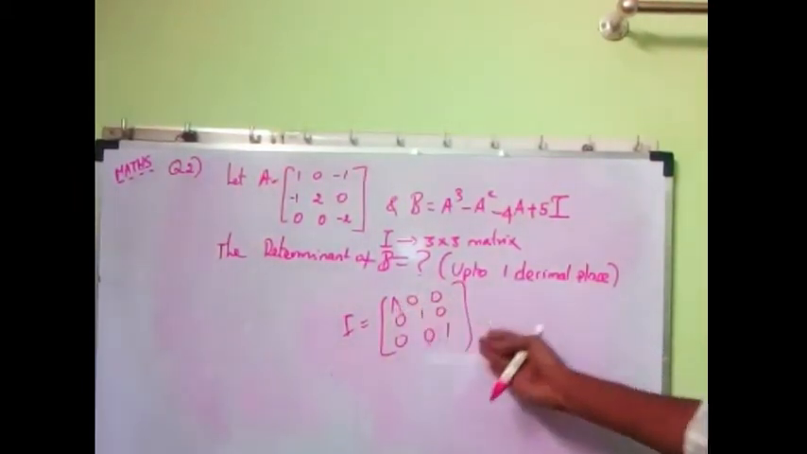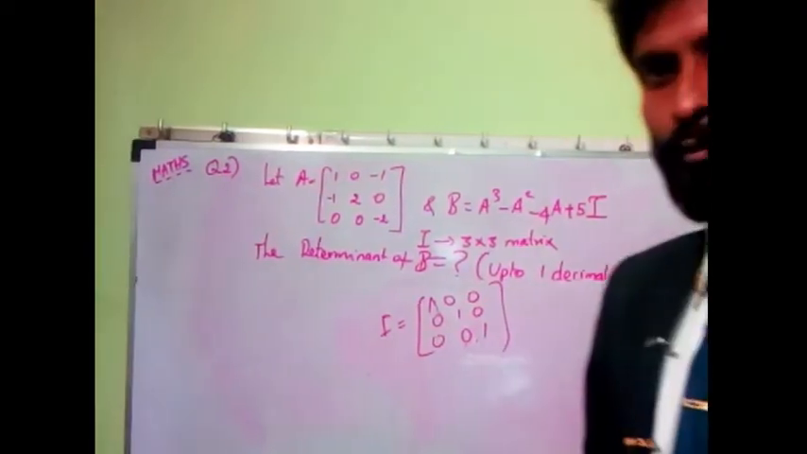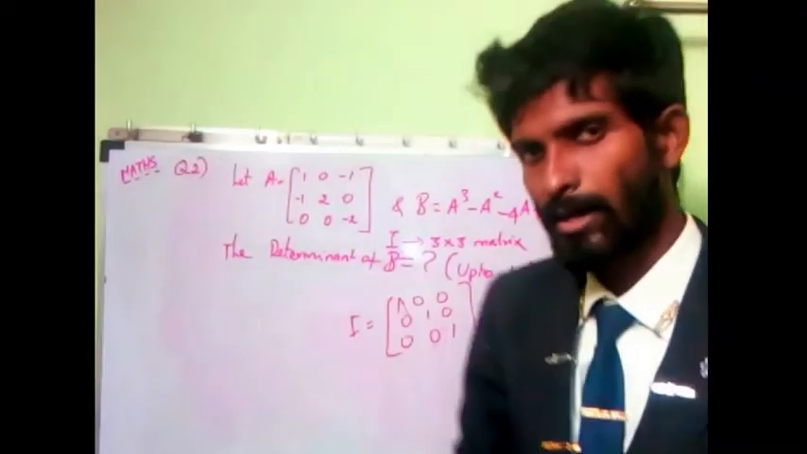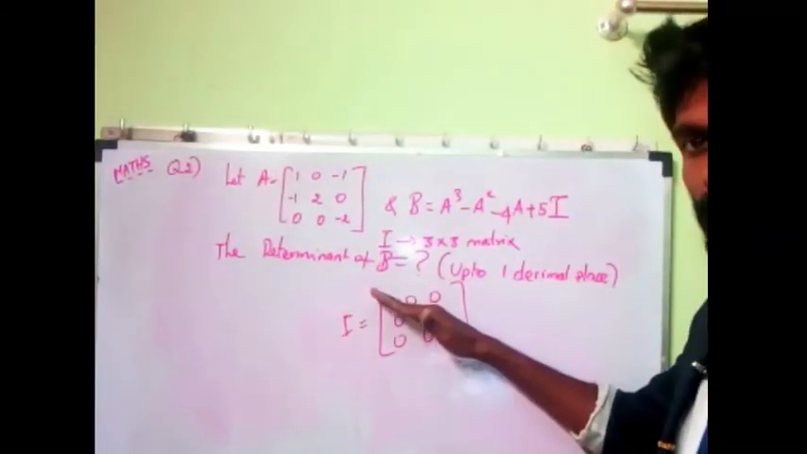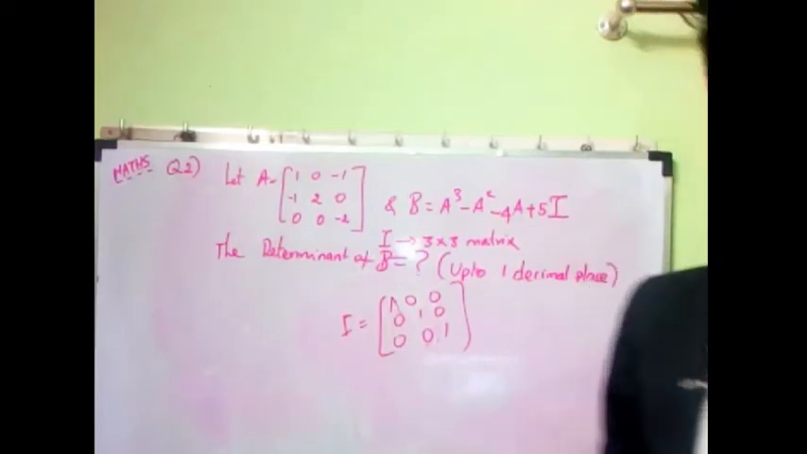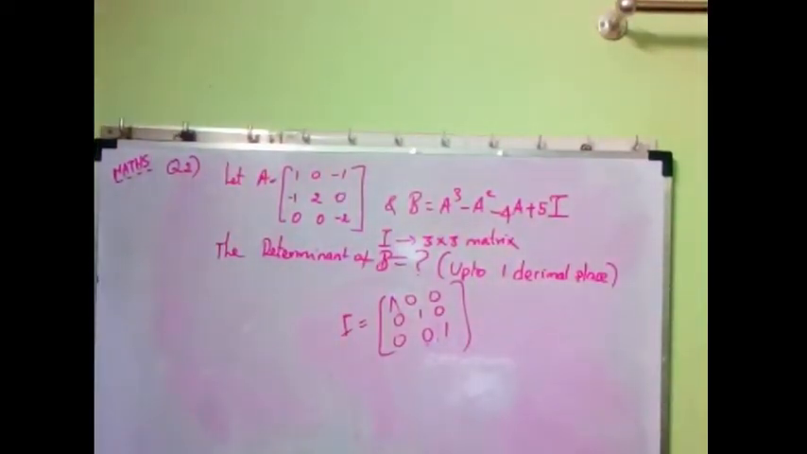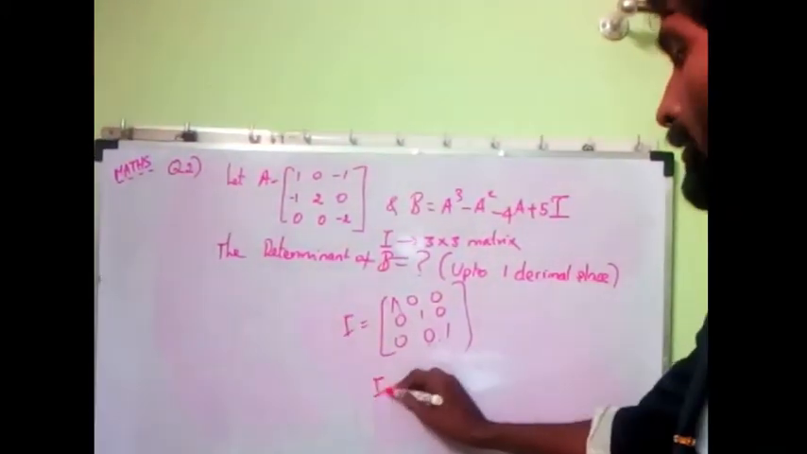So all the diagonal elements are 1, and the remaining elements are 0. That is the identity matrix. The bottom and top are the same, and that is more and more important. So this is the format of I. Okay, so what is the determinant of I? The determinant of I is equal to 1.